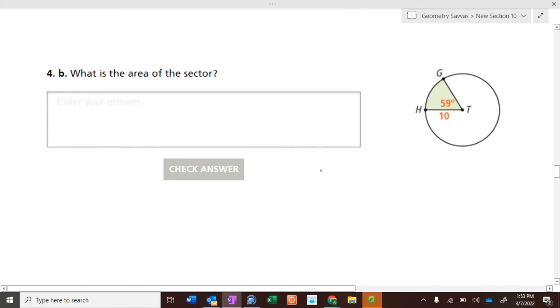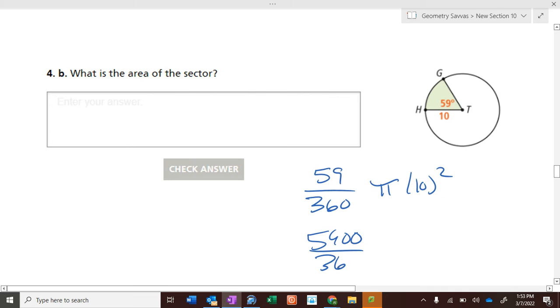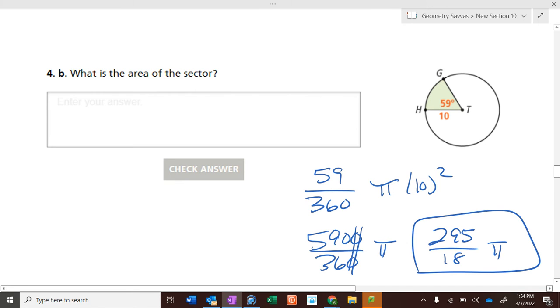Okay? So 59 over 360 times pi times 10 squared is 100. So it's 5,900 over 360. So the zeros cancel in each. So it's 590 over 36. Is 590 divisible by 4? I don't think it is. 590 divided by 4. No. So you just divide it by 2. 590 divided by 2 is 295. 295 over 18 pi. That's areas of sectors.